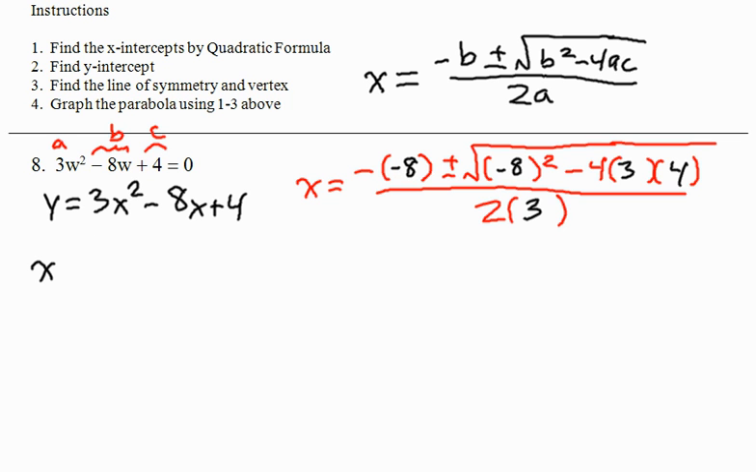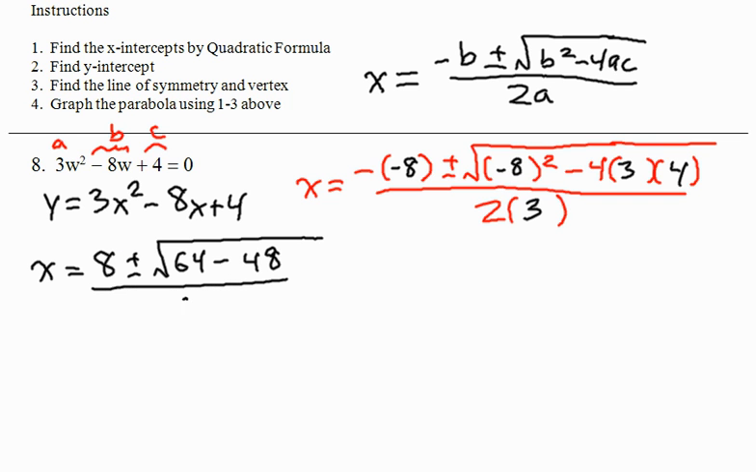So we've got x equals positive 8, because it's the double negative, plus or minus square root of negative 8 squared is positive 64, because that's a negative times a negative. And here we have a negative times a positive times a negative. Overall, that's a single negative. And 4 times 3 is 12, and then 12 times 4 is 48. So there's that dude. All over 2 times 3 is 6. Check. Then simplifying farther, this is 8 plus or minus square root of 64 minus 48.